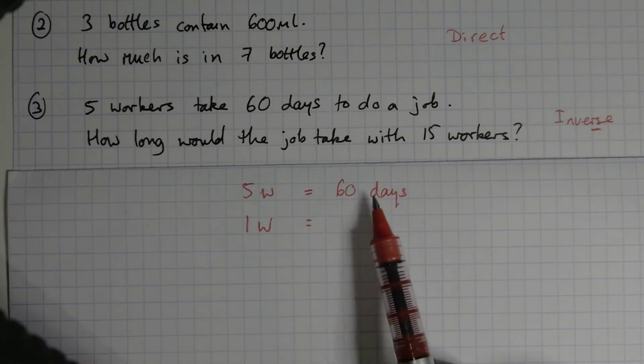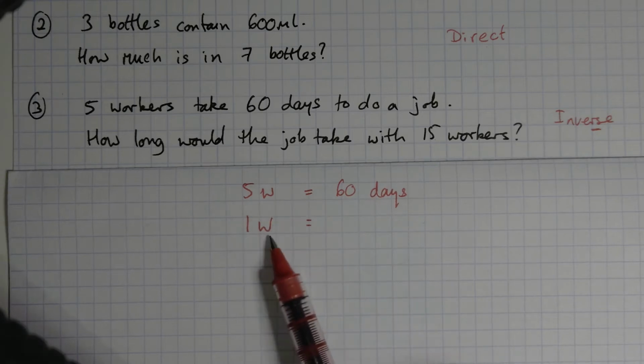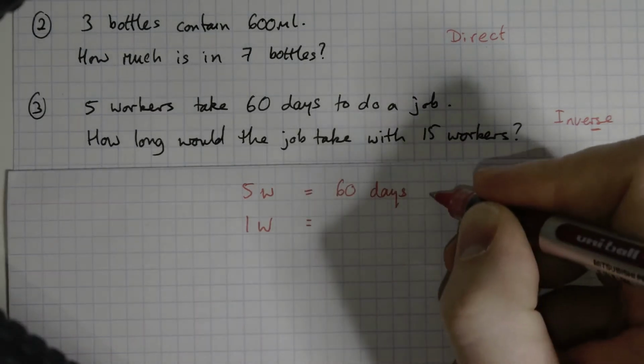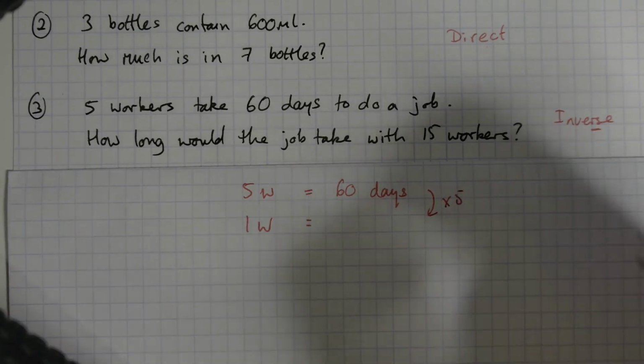5 people all helping, you get the job done quickly in 60 days. But if one person has to do it all by themselves, that will take far longer. So if you've only got 1/5 of the workforce now, it's going to take 5 times longer.